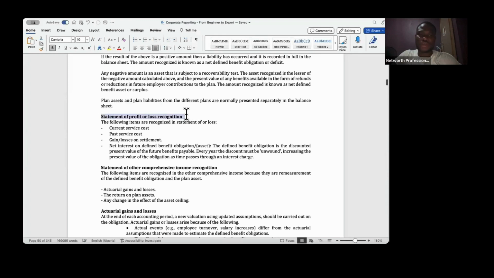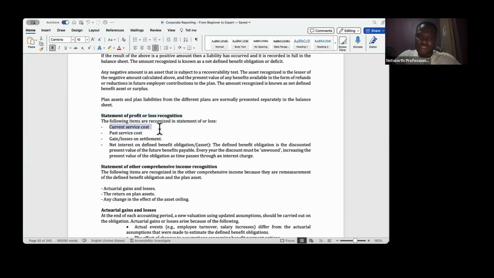In your statement of profit or loss, you go and check the double entry I gave you: current service cost, past service cost, gain or loss on settlement, and something they call net interest. Because the actuary will have done present value, whenever there is a present value in reporting, as you are moving through time, there will be an unwinding of discount through finance cost. And that's this net interest. I will show you how it's determined and the fact that it's always a net. You would understand better when we solve questions. But this is everything that goes to your P&L.